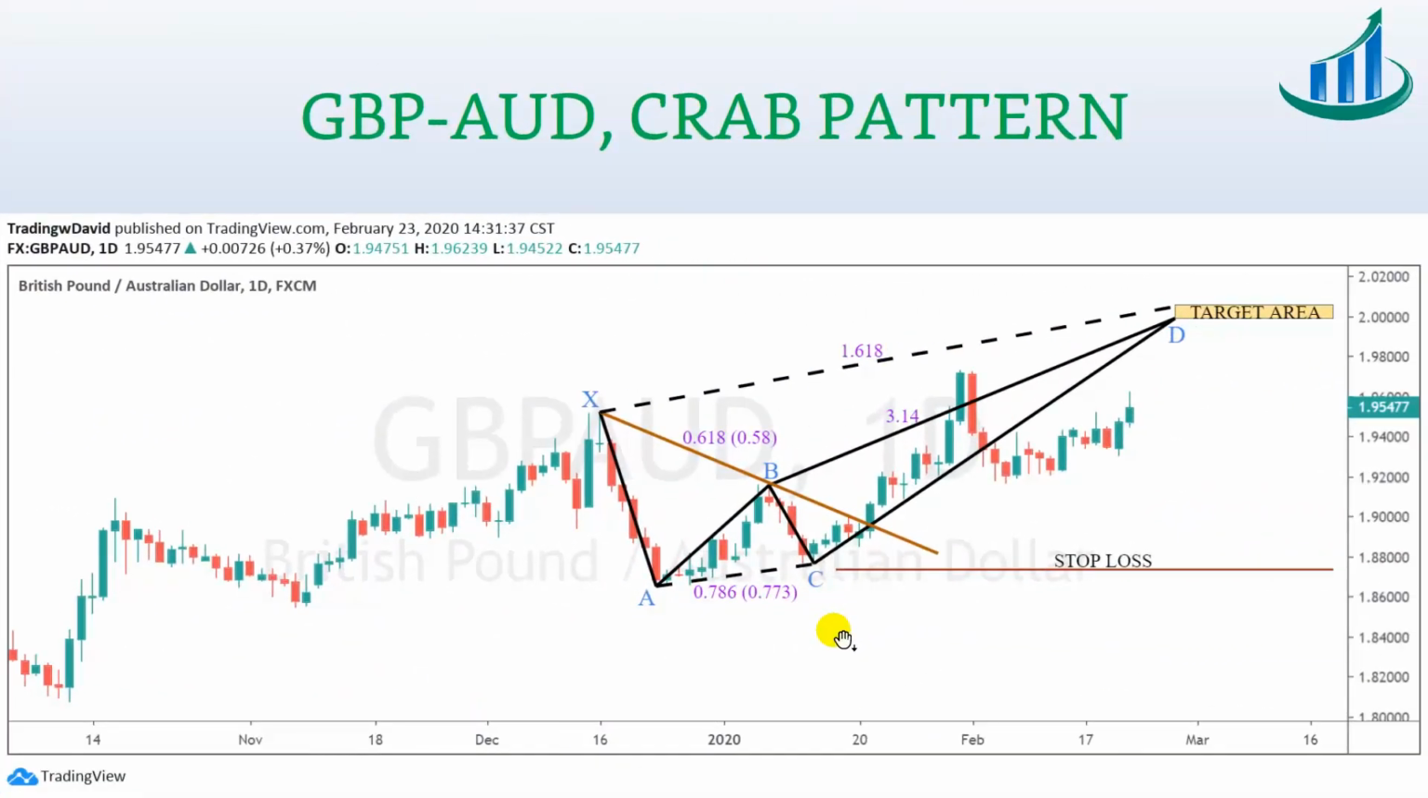Now, the pattern on the chart is clear. It's, as I said, a bearish crab that's not completed yet. It will be if the price reaches the area 1.99916 to 0.00612. That is also the target area of the long trade. And what about the stop loss? You have to set the stop loss about 15-20 pips or ticks below point C.